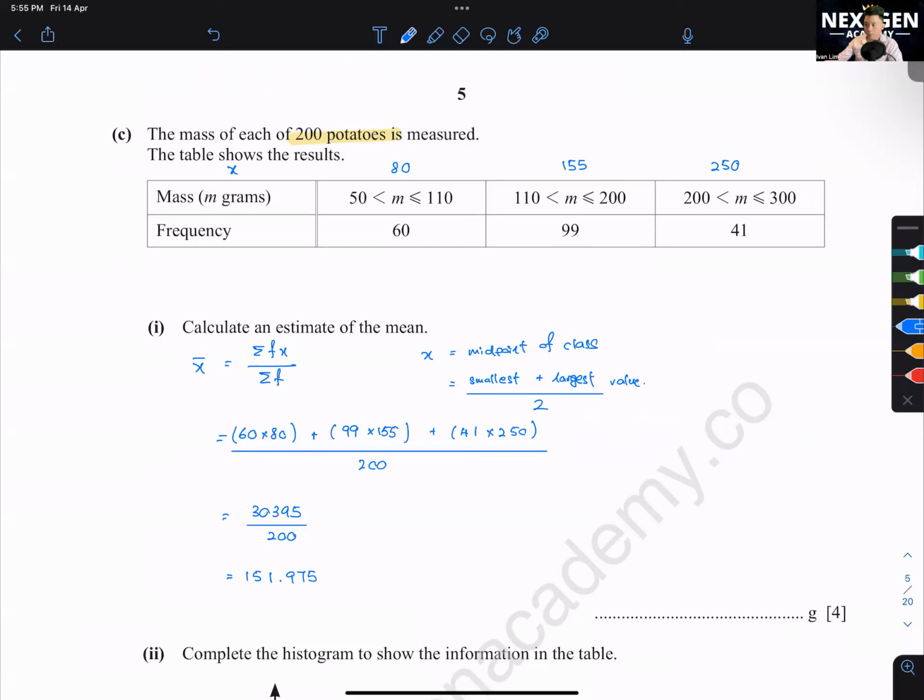One more thing over here. Please do not round it up when you all calculate the mean and all this. Don't round it up. You need the exact value like this. Don't go round it up.